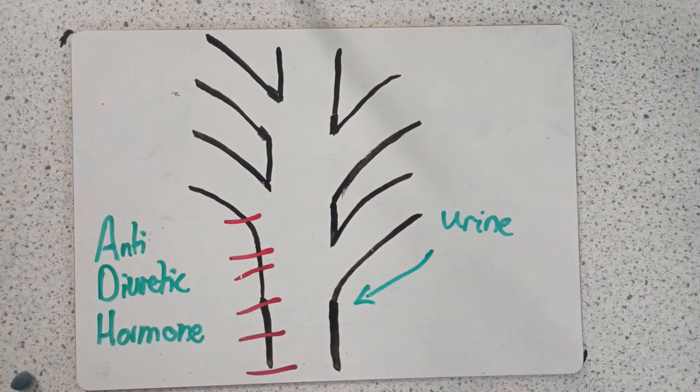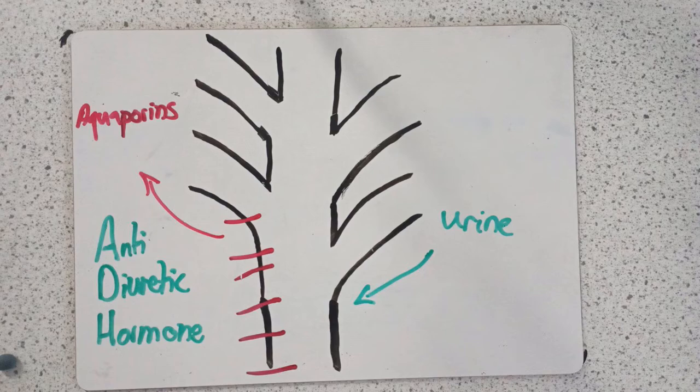When you are dehydrated, the hypothalamus in the brain detects a lack of water in the blood, and so stimulates the pituitary gland to secrete more ADH. This increases the permeability of the collecting duct, and so you reabsorb more water. The opposite happens when you're overhydrated, with the pituitary gland secreting less ADH. These holes in the collecting duct are called aquaporins, that only allow water to pass through.